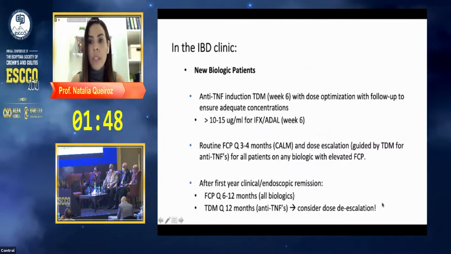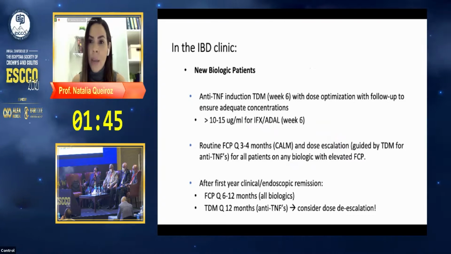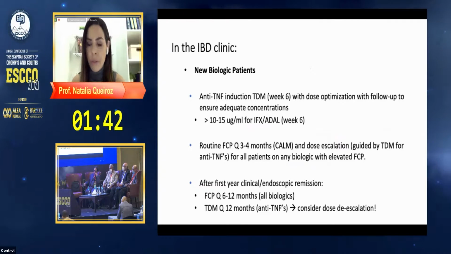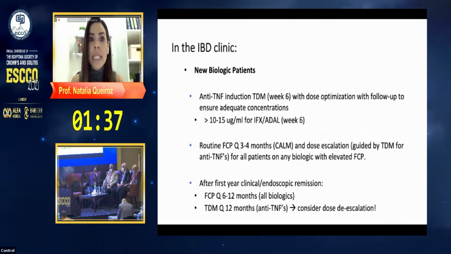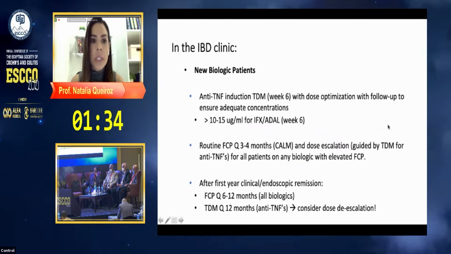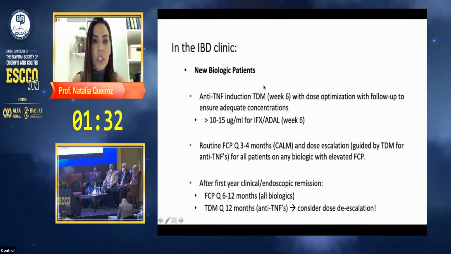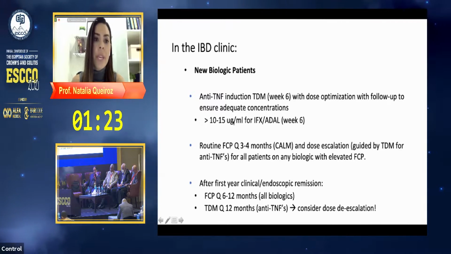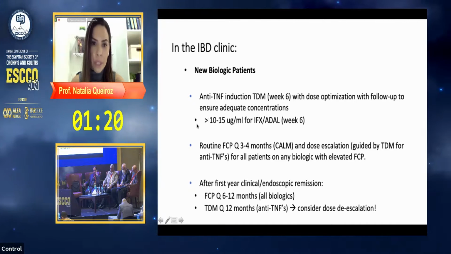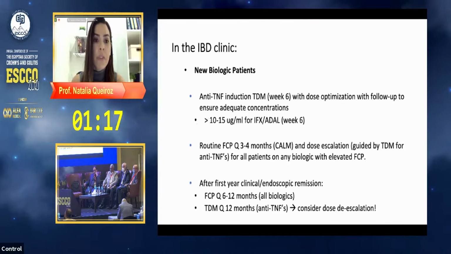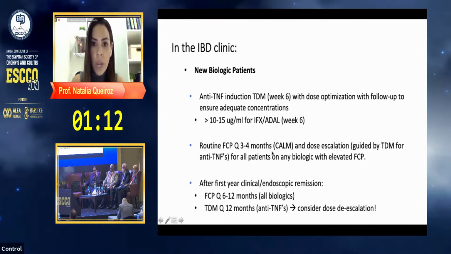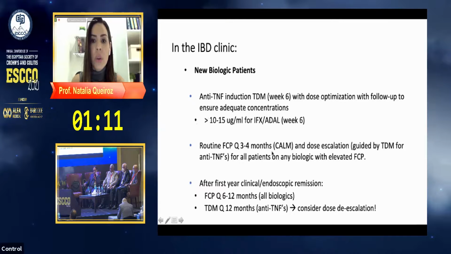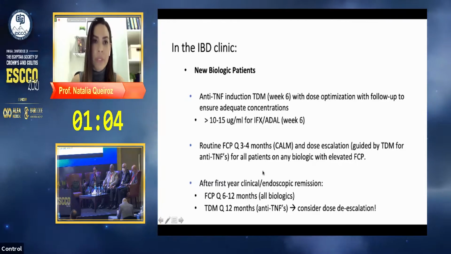So in my practice, ideally, I'm not able to do this in 100% of my patients due to reimbursement issues, but ideally for new biologic patients, for anti-TNF, I usually check adequate dose concentrations, aiming for a concentration over 10 to 15. And I routinely perform fecal calprotectin every 3 to 4 months, which is supported by the CALM trial. And I dose escalate guided by TDM for anti-TNFs for all patients on any biologics with elevated fecal calprotectin.